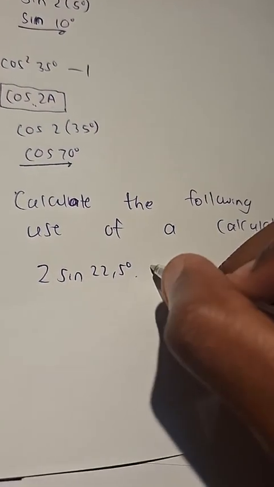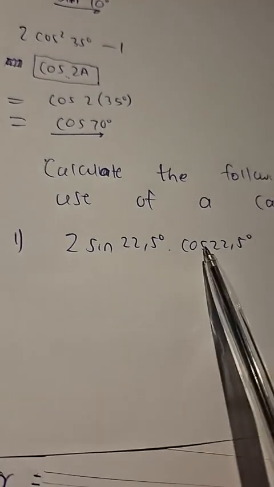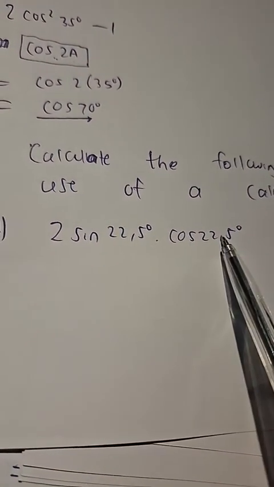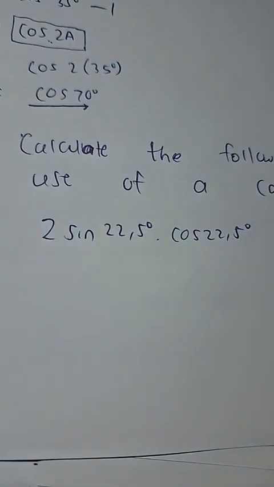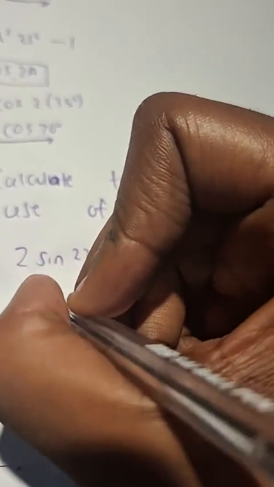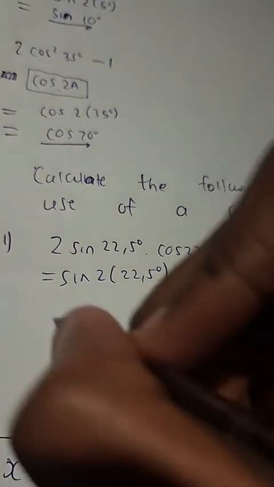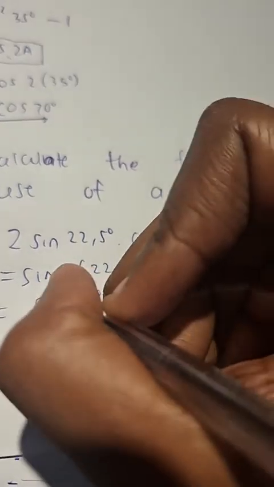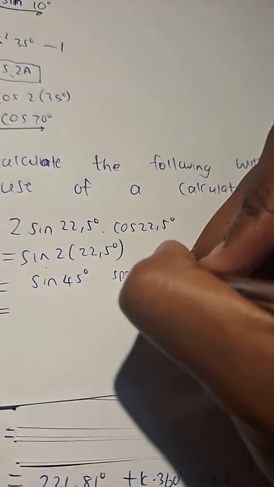2 sine 22,5 times cos 22,5. They're saying calculate the following without the use of a calculator. So what we have here is 2 sine 22,5 times cos 22,5. What is this, guys? This is the expansion of the double angle. So since it's the double angle expansion, we need to reduce it to the single trigonometric ratio, which gives us sine of 2 times 22,5 degrees. Then what does that 2 times 22,5 give us? It gives us sine of 45 degrees. And then we know that sine of 45 degrees is what we refer to as a special angle.